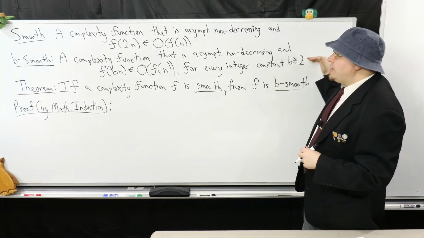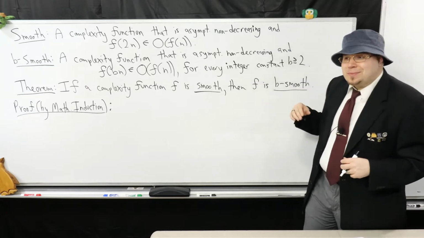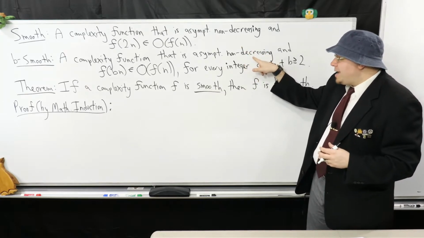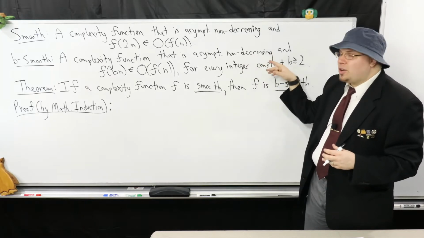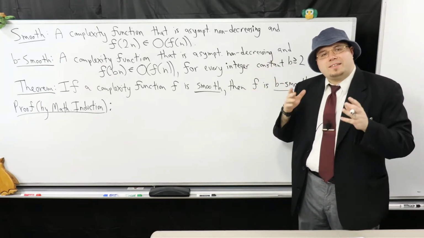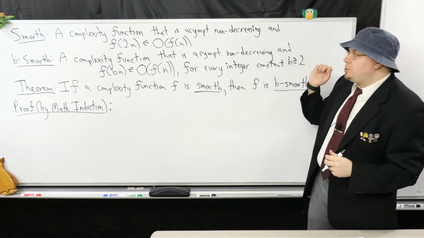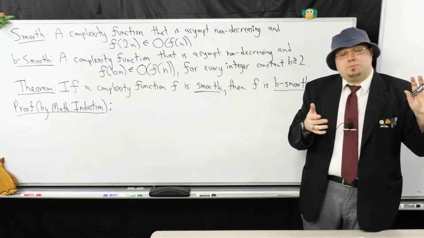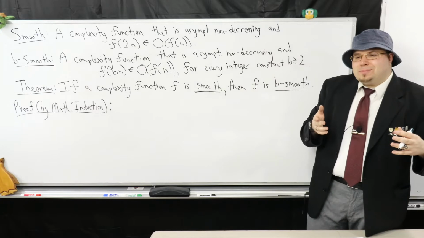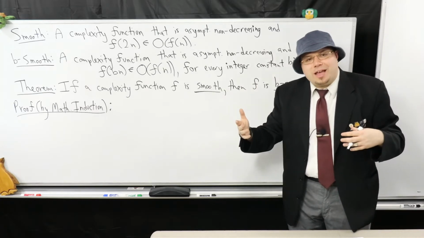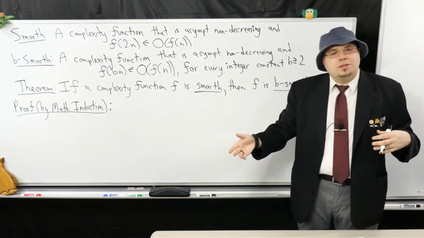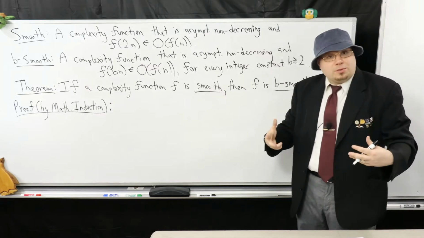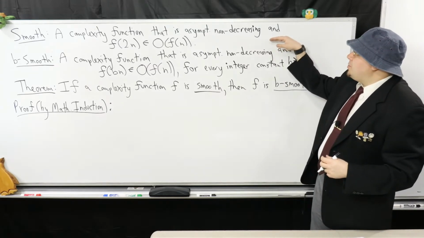Then there's this other property called B-smooth, which is a stronger property. So it says much more than just this. It means it's asymptotically non-decreasing, and remember, this means that there exists a positive integer n0 such that f of n must be either equal or less than f of n plus 1. So it's allowed to be equal, but it can't exceed the next value. So f of n is less than or equal to f of n plus 1 for all n greater or equal to this n0. So the goal would be that you prove n0 exists. So that's what smooth is.